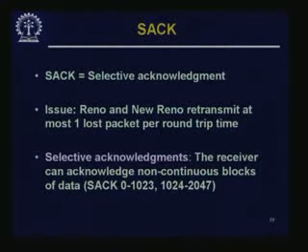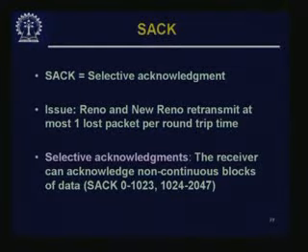And then there is selective acknowledgement. In the standard or original TCP, when you give an acknowledgement, that is the next segment you are expecting, so all segments before that are acknowledged. Here you can give selective acknowledgement, that maybe I have got this and I have not got that. So, Reno and New Reno retransmit at most one lost packet per round trip time.